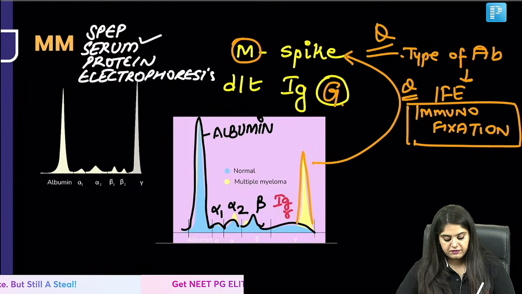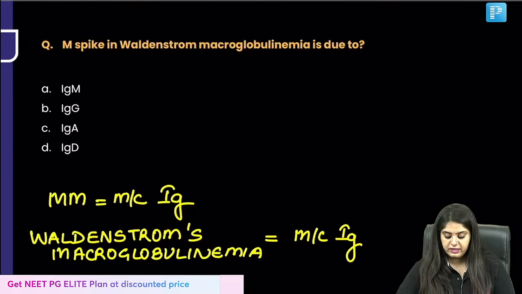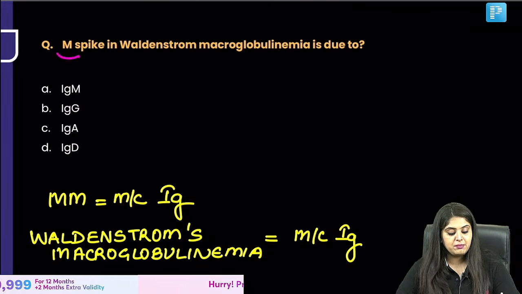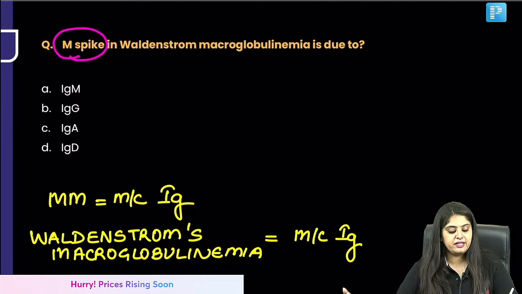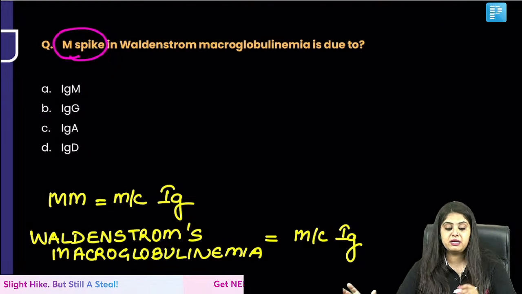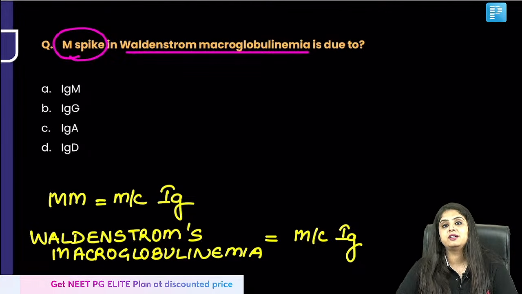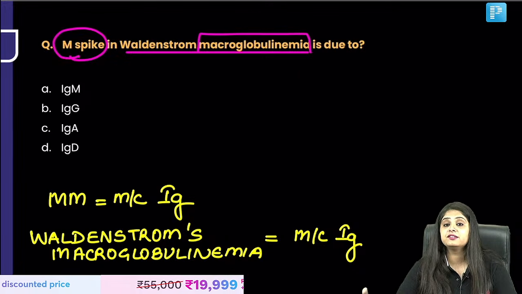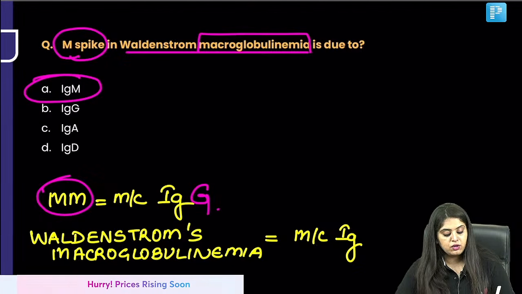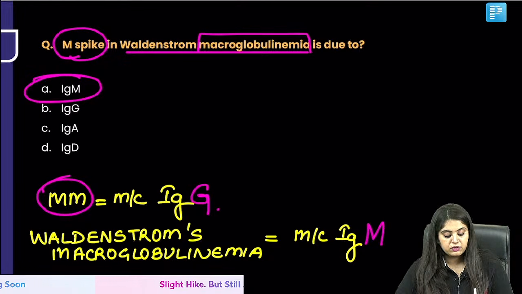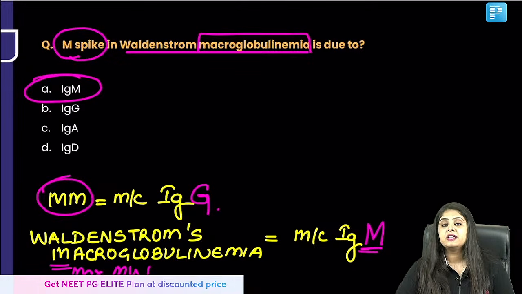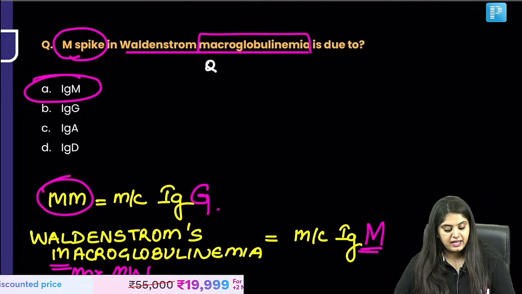Finally done with this. Dr. Gaikwad, you just gave the answer to the next question beforehand. Okay, the same M spike is asked. I would think, mostly it is IgG. But now they changed the disease, and instead of multiple myeloma they've given me Waldenstrom's macroglobulinemia. Macroglobulin is the biggest molecular weight immunoglobulin. In multiple myeloma the most common was IgG, but in Waldenstrom's macroglobulinemia, because it has the maximum molecular weight, it is IgM.